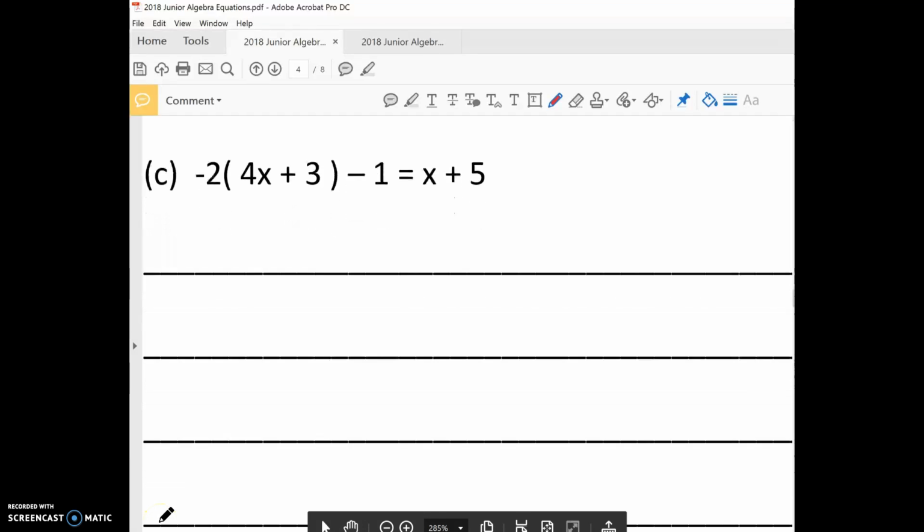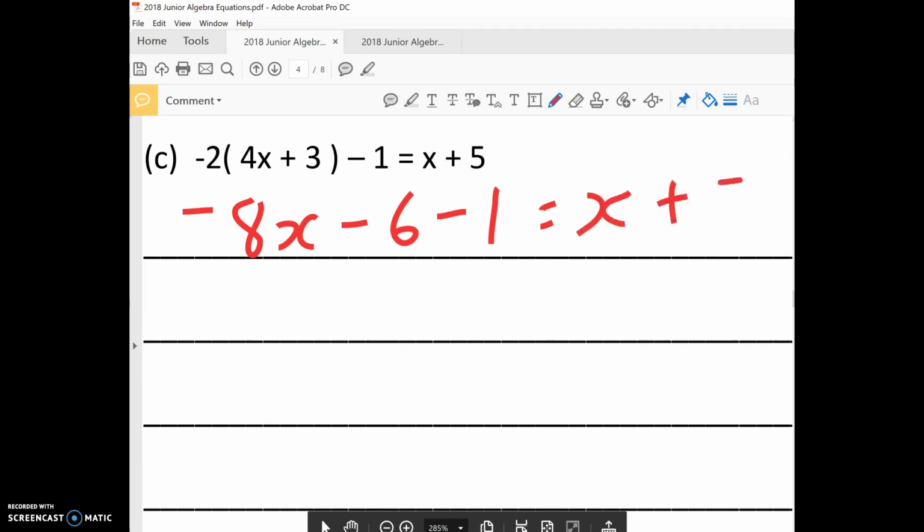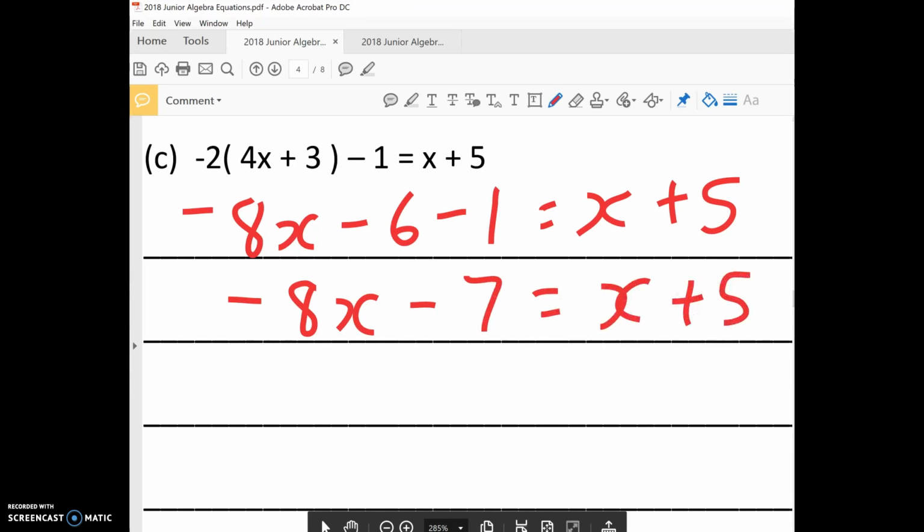Okay, so solving this one, what do we do? First thing I think we'll do is actually expand the left-hand side. So let's end up with negative 8x minus 6 minus 1 equals x plus 5. Now let's just simplify that to get negative 8x minus 7 equals x plus 5.